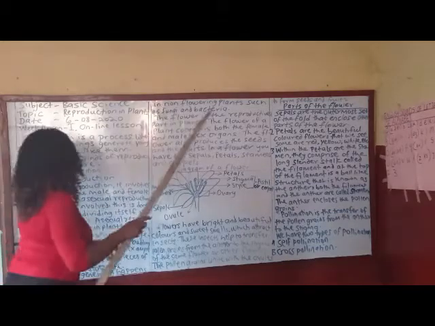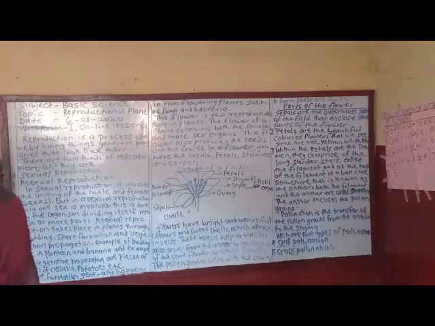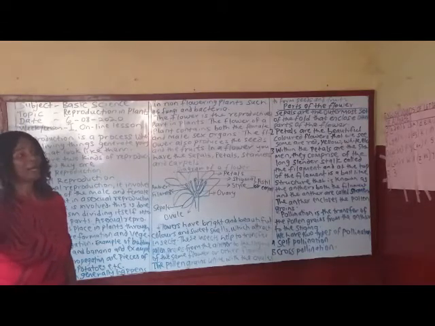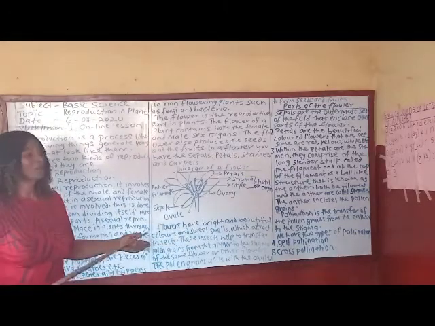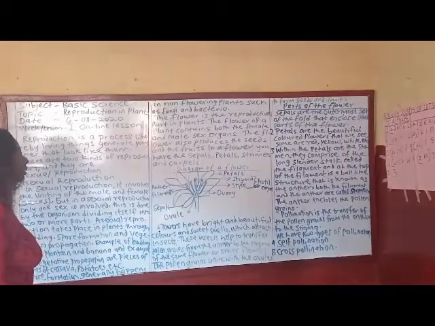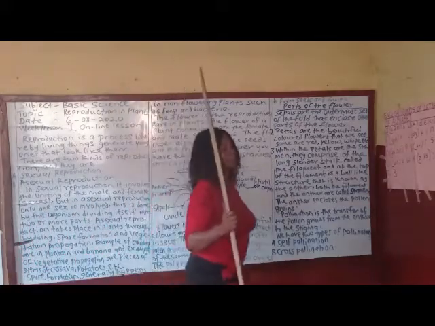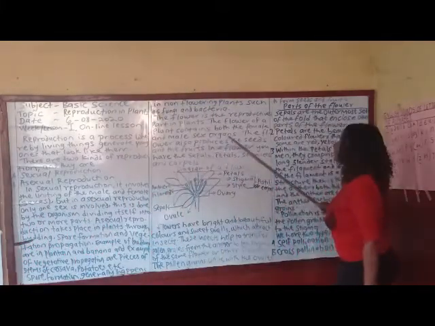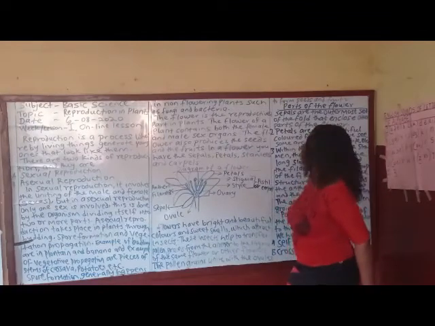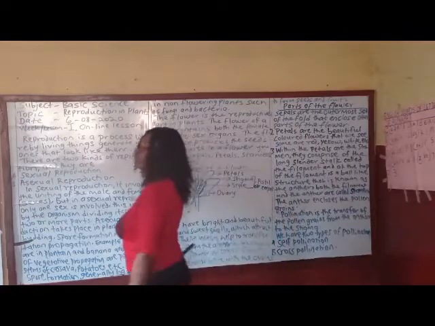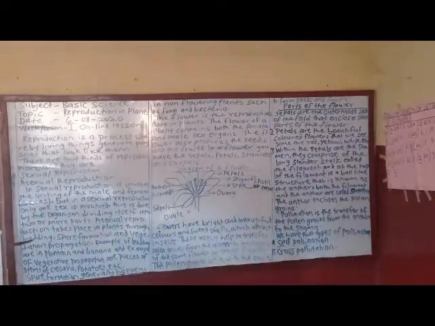The flower is the reproductive part of plants. Take note of that, because in some of your exam questions, they will ask you, what is the reproductive part of a plant? It is the flower. The flower is the reproductive part of plants. And the flower contains both the female and male sex organs. The flower also produces the seeds and the fruits of that plant.